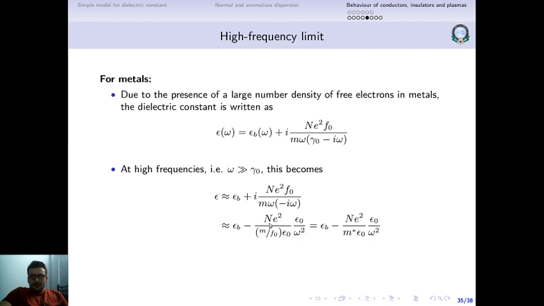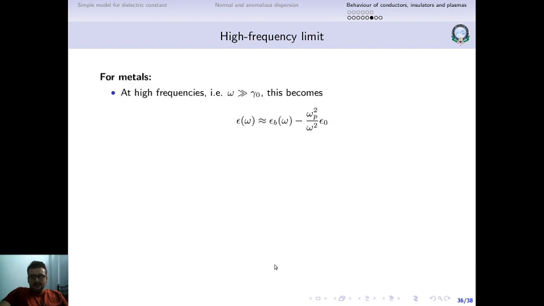Now over here we have Ne square by m by f naught. What we did is bring this f naught to the denominator, so we have m by f naught, and that we write as m star. Because epsilon, epsilon b and epsilon naught have the same dimensions, this entire quantity must be dimensionless. That means this quantity must have dimensions of square of the frequency. This looks very similar to your plasma frequency, so we can again call this the plasma frequency of the metal, omega p square by omega square.